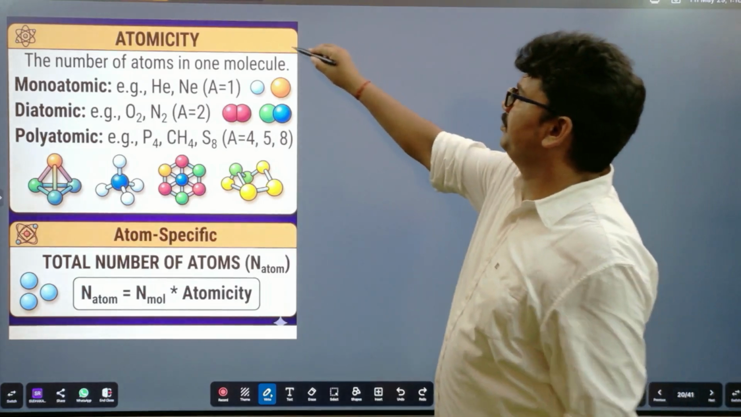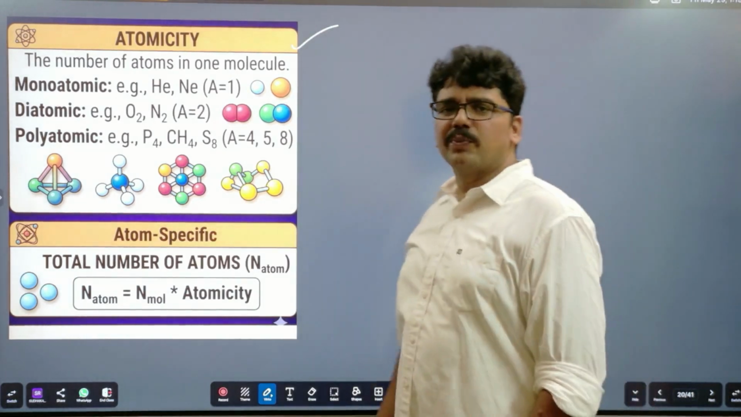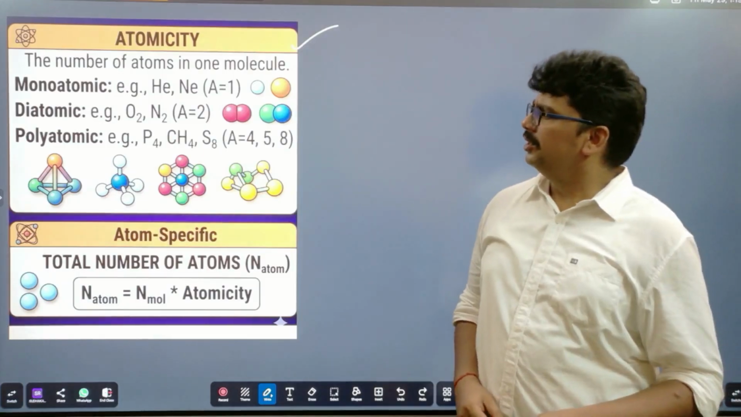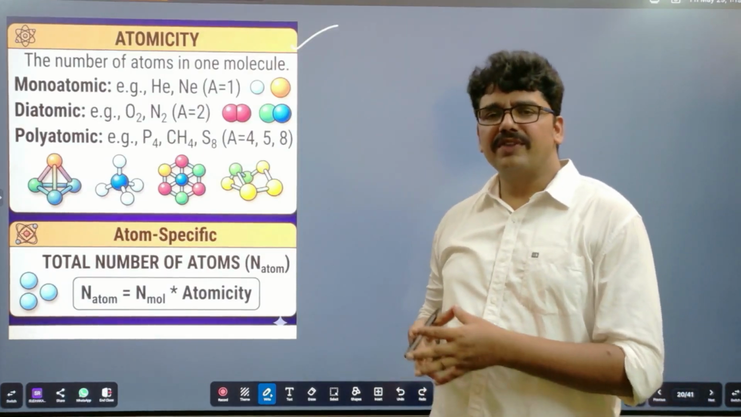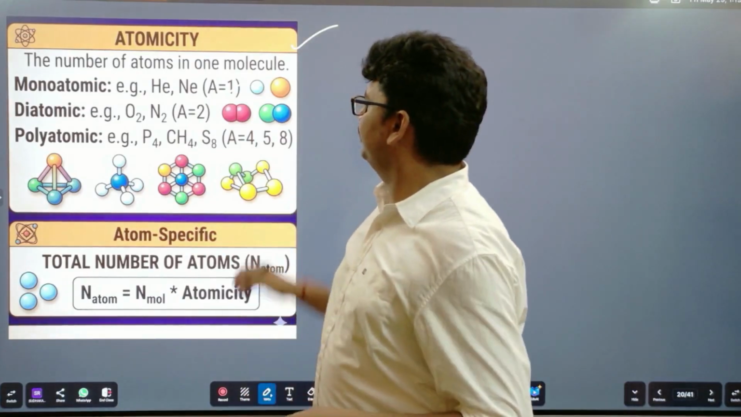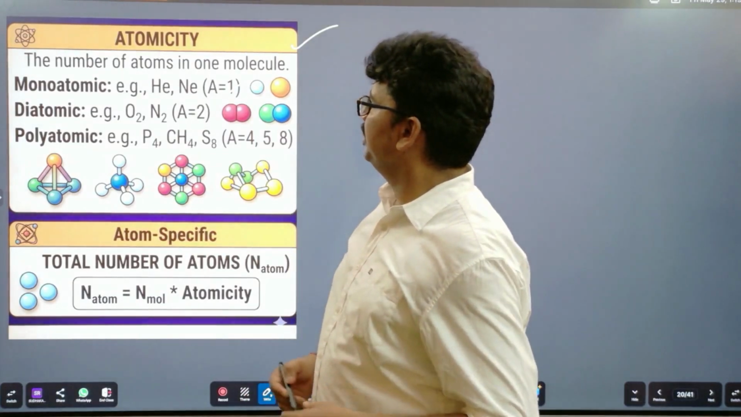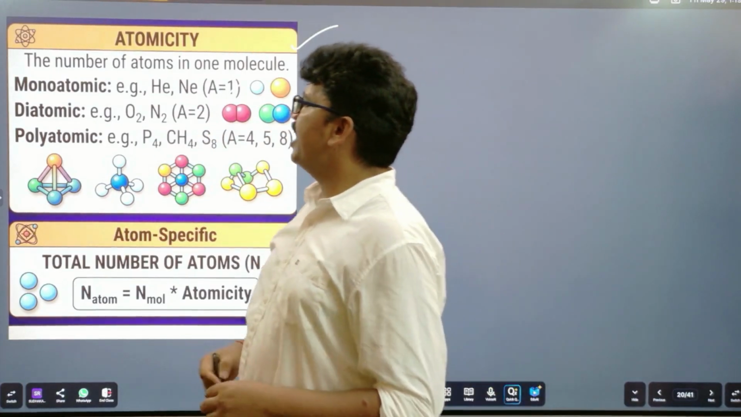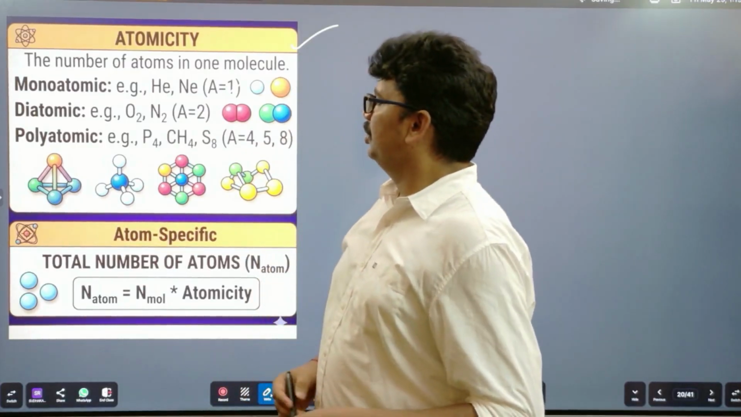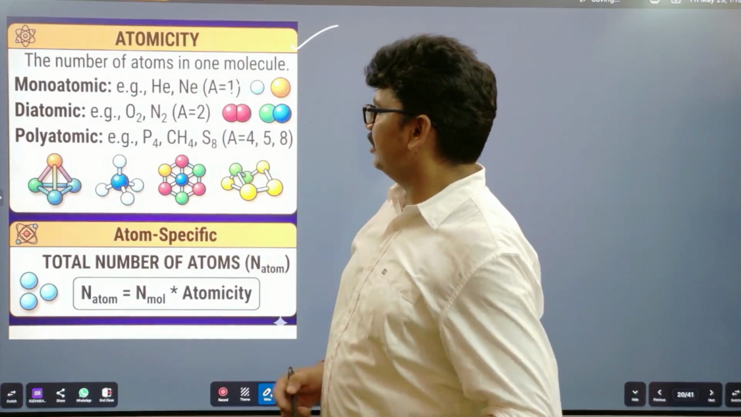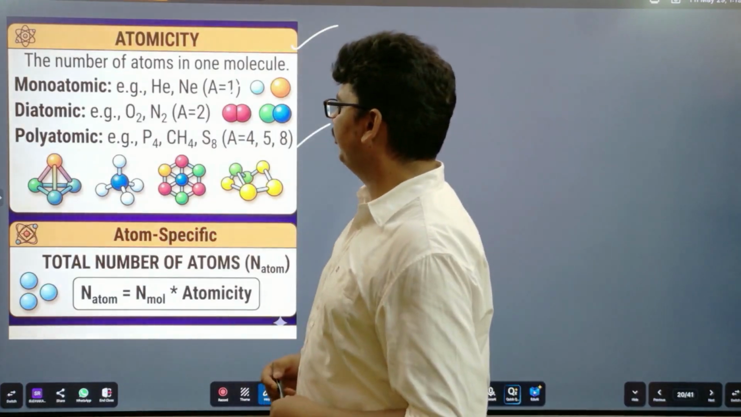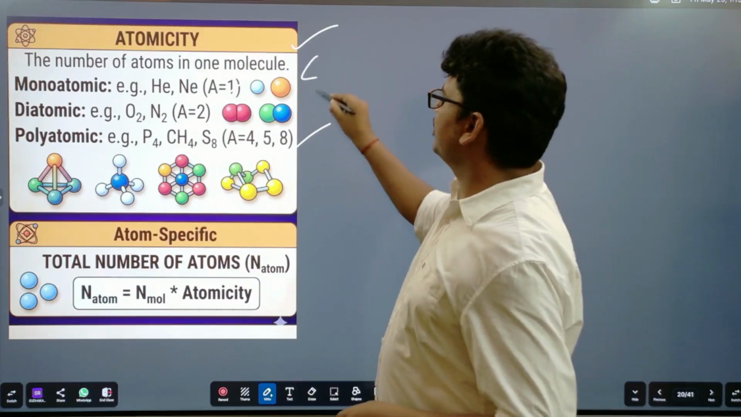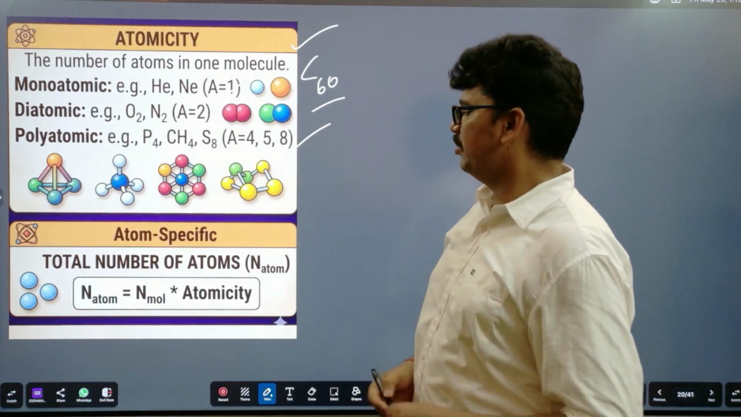Next, atomicity. The number of atoms present in one molecule is atomicity. This atomicity is useful in the calculation of the total number of atoms. Noble gases are monoatomic. Helium, neon, argon, krypton, xenon are monoatomic. Atomicity is 1. O2 is diatomic, atomicity is 2. P4, CH4, S8 are polyatomic molecules. P4 atomicity 4, CH4 atomicity 5, S8 atomicity 8, and Buckminsterfullerene C60, 60 is the atomicity.